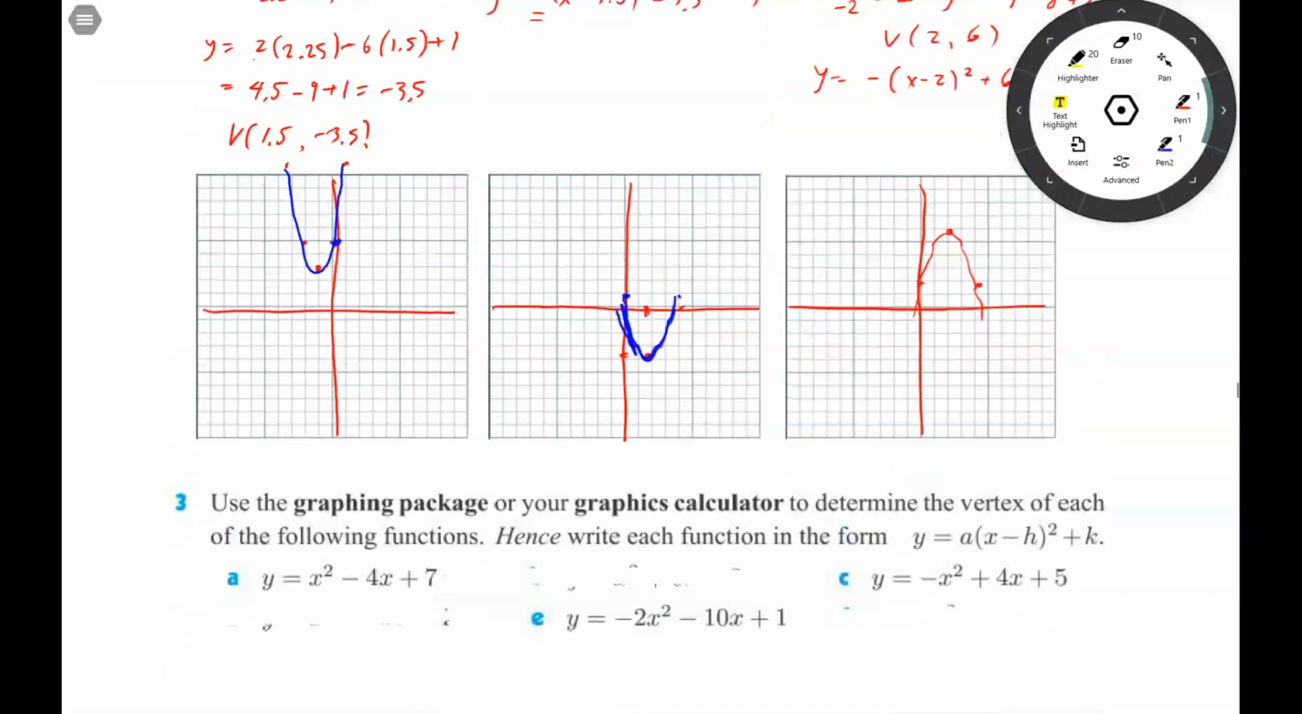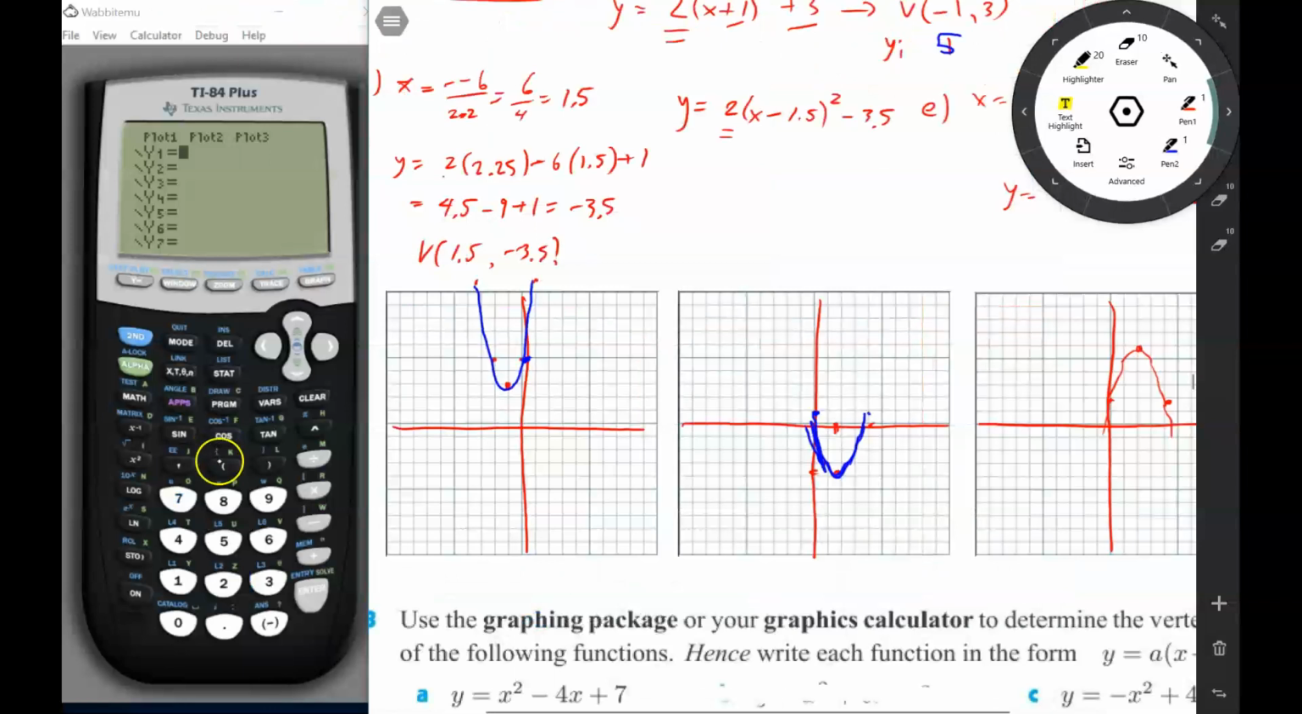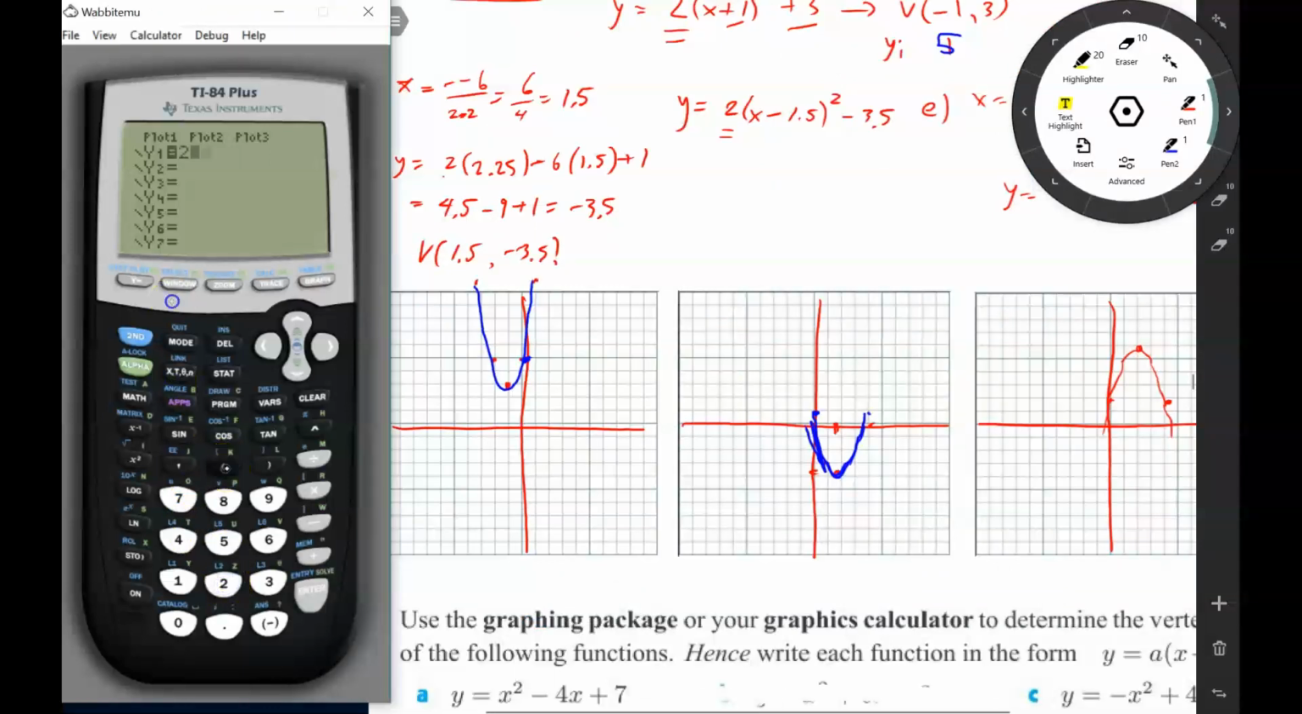Let's do that for one of these. Let's put the c value in here. We'll put 2 times x minus 1.5 squared minus 3.5. We'll graph it.